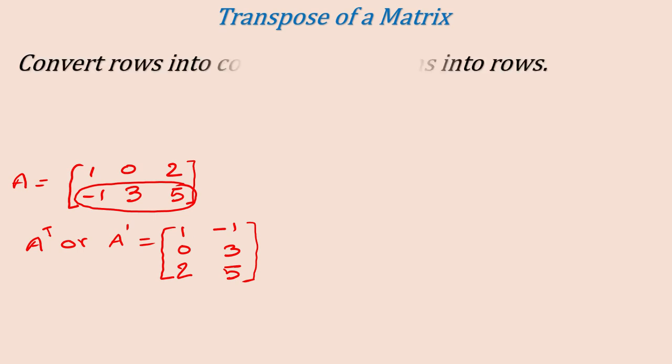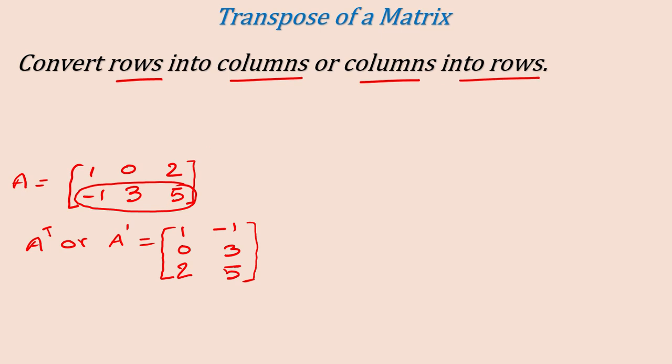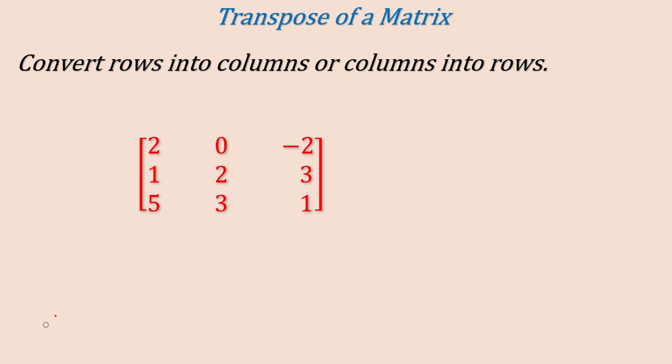So like this you will find the transpose. How will you find the transpose? By converting rows into columns or columns into rows. Okay. Let's have another example. Suppose we want to find the transpose of this matrix. Suppose this matrix is A, then its transpose will be A dash, or you can also write A transpose.